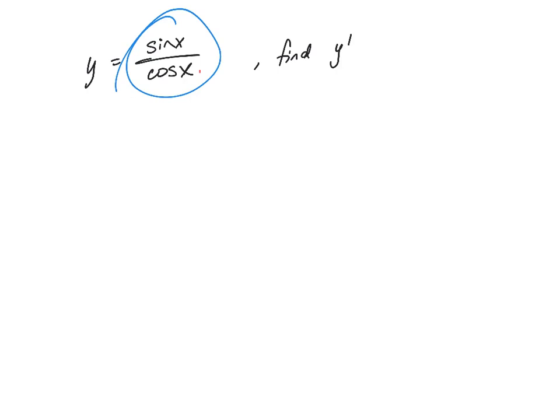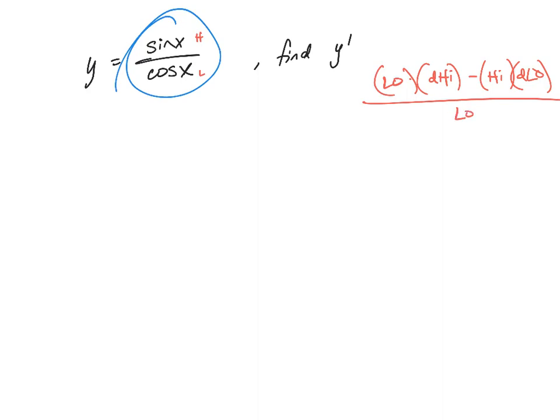So what I'm going to do, we talked about low, d, high, and all that good stuff. So this is my low function. This is my high function. Get it? Because the high is on the top, low's on the bottom. So our rule is low d high minus high d low over low low, or low squared. All right, there's our quotient rule. That's the way we're going to remember it.